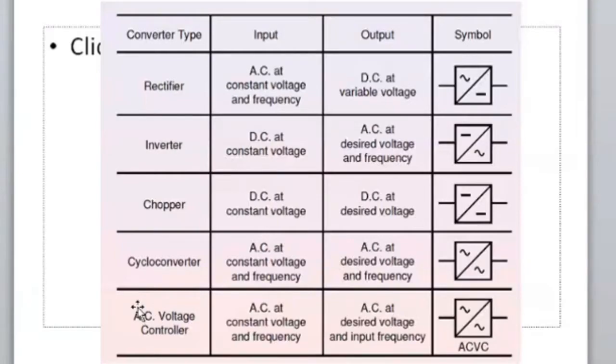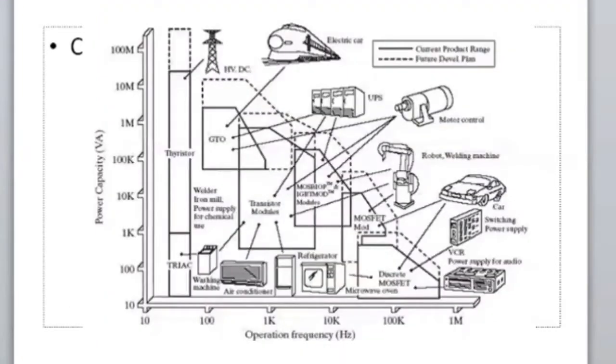Example is AC voltage controller or AC voltage regulator. Example is fan regulator, where I want variable AC. Variable AC doesn't mean I want variable frequency, just fixed frequency but variable voltage. Got it? Next, you can find applications.